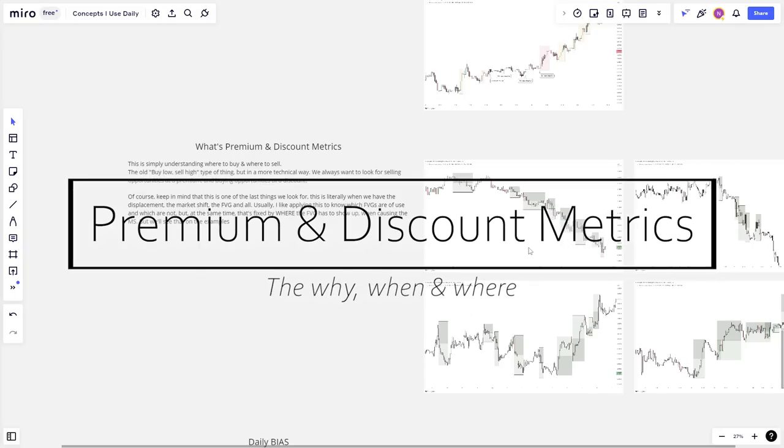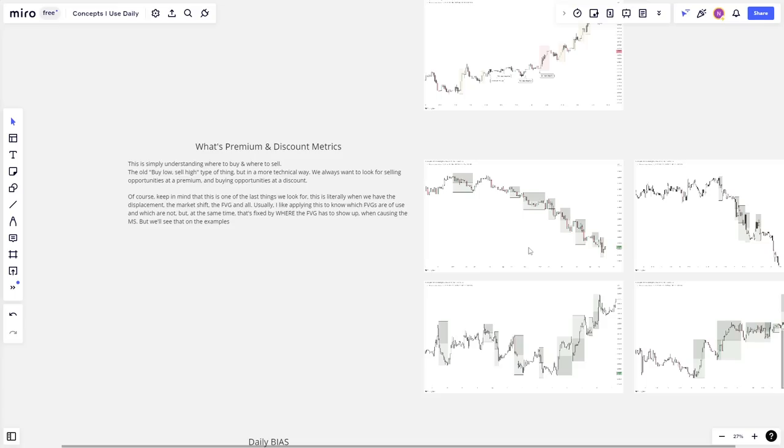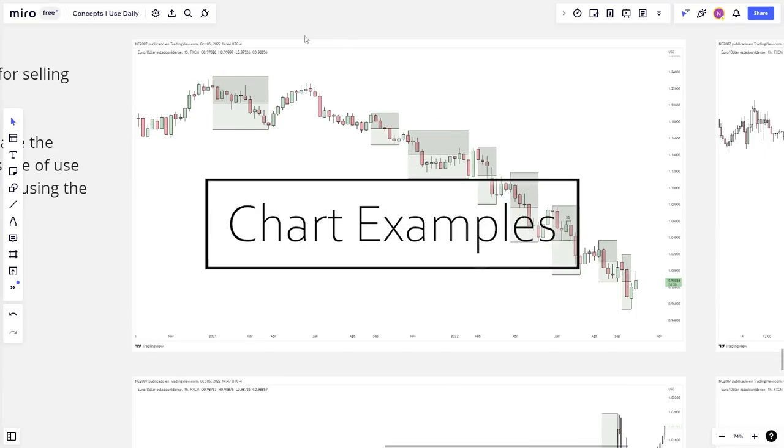Premium and discount metrics is very simple to understand, and it's simply using metrics, Fibonacci mostly, to try to determine where to buy and where to sell. It's the old buy low, sell high type of thing, but in a more technical way, actually. We always want to look for selling opportunities at a premium and buying opportunities at a discount. And of course, keep in mind that this is one of the last things that we actually look for. This is literally when we have the displacement, the market shift, the fair value gap, and everything, right? Usually I like applying this to know which fair value gaps are of use and which are not. But at the same time, that's actually fixed by other metrics that we use, provided, of course, by ICT.